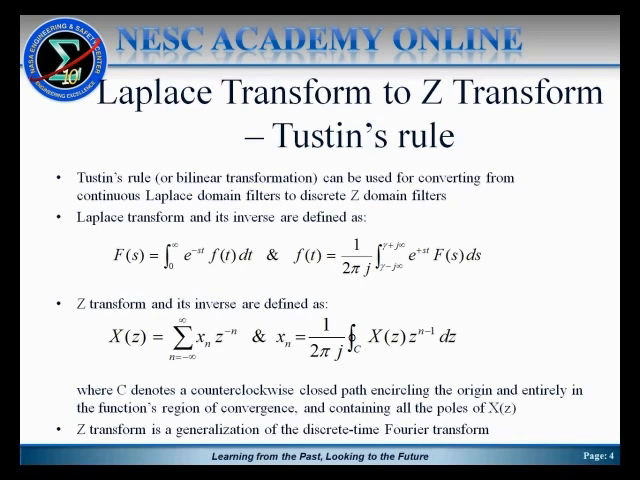And it's shown on the right of the upper equation that f of t equals 1 over 2 pi j times the integral from gamma minus j infinity to gamma plus j infinity of e to the plus st F of s ds.